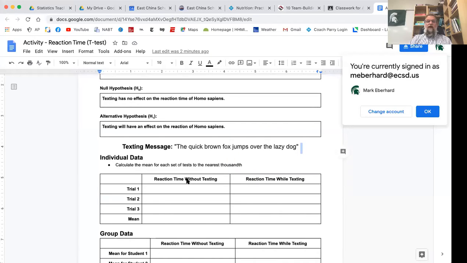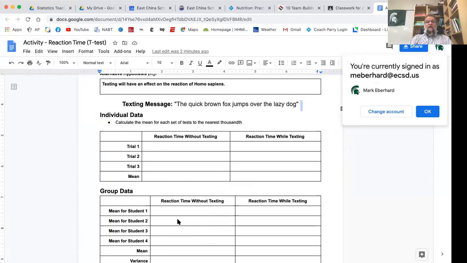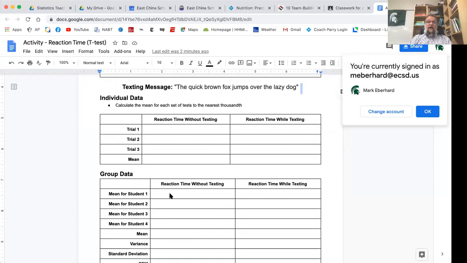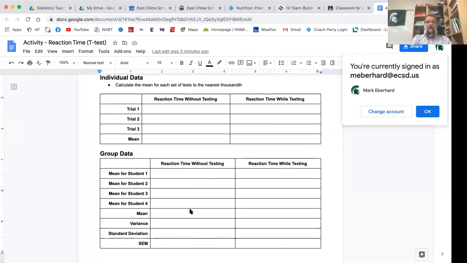So you'll record your reaction time without texting, 1, 2, 3. And the mean is already given to you on the machine, so you can record the mean for yourself. There's 4 of you guys in AP that are on virtual, so I'm going to ask you to share your data with each other to get the group data. And then you can calculate these different values. You may use a spreadsheet to do that if you so choose.